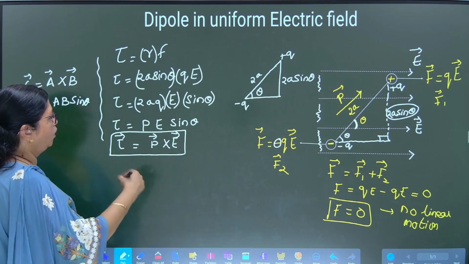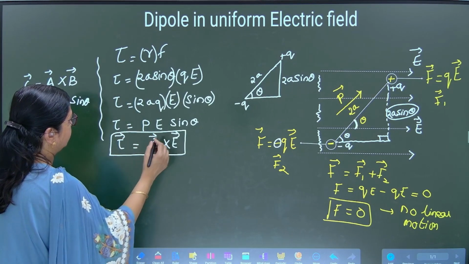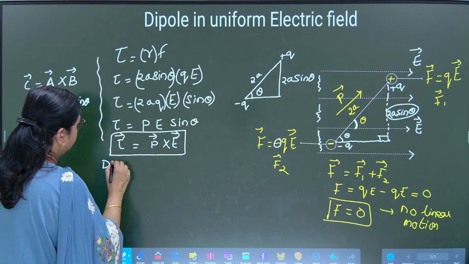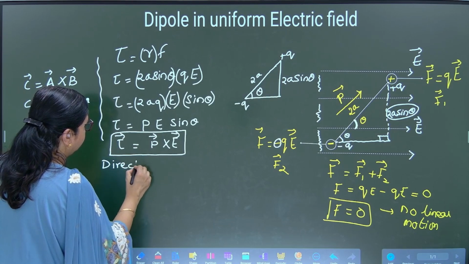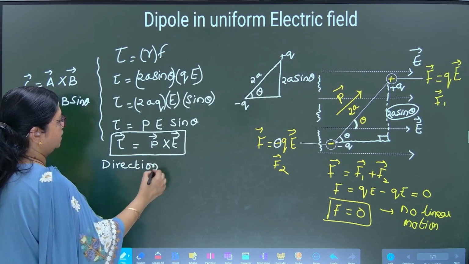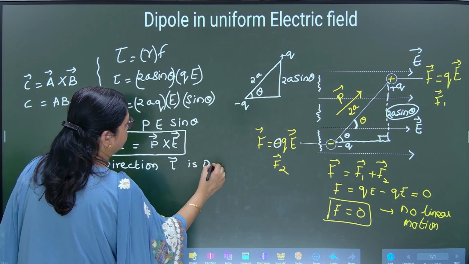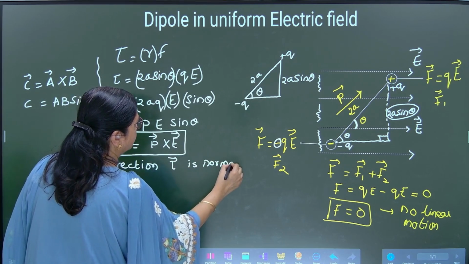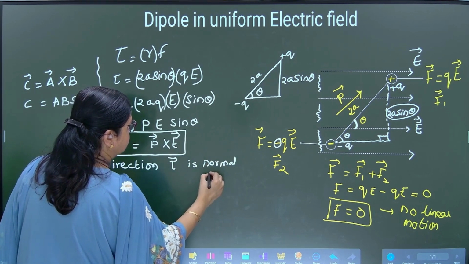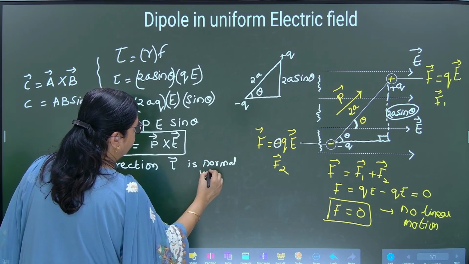Fine. So what can I write as its direction? If I look at the right hand rule, the direction of tau is normal. Normal means perpendicular. Normal inwards into the page.